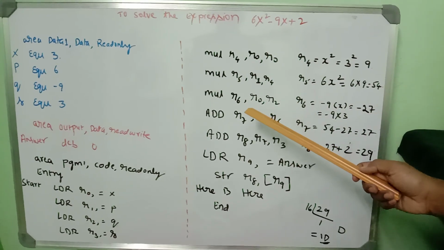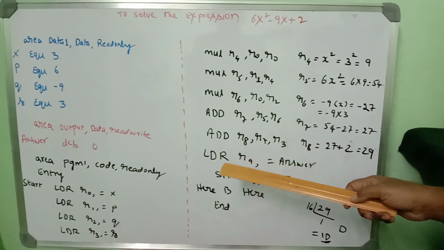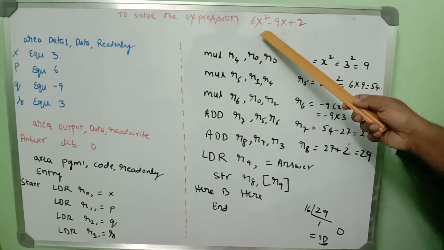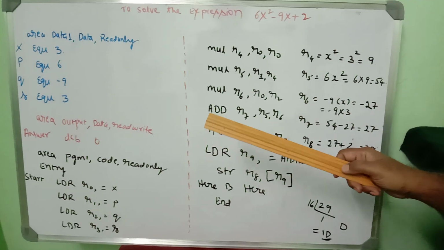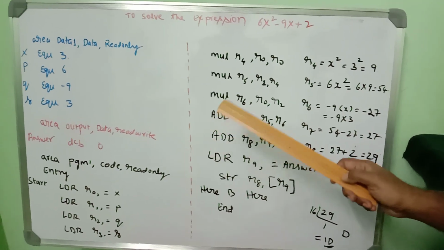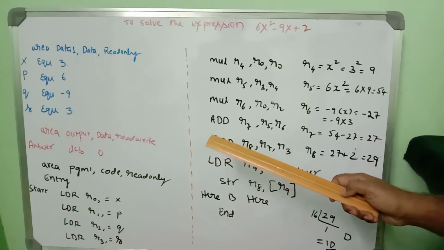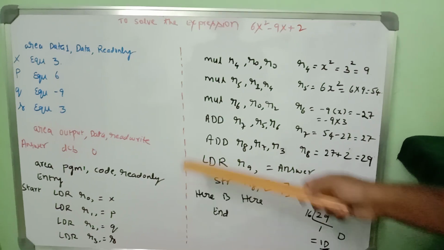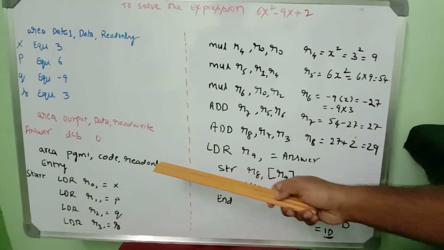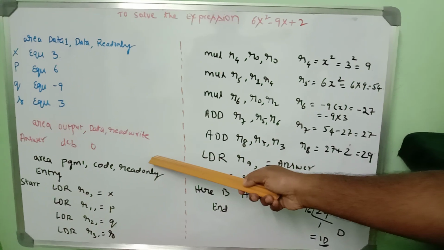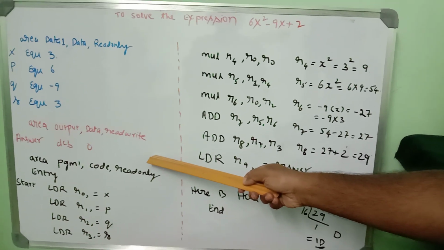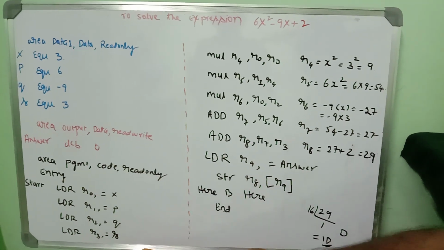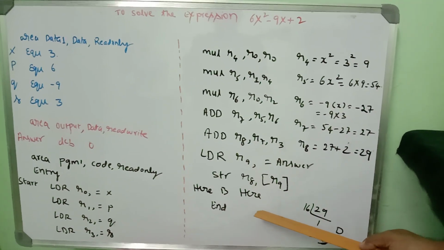Let me explain a program of ARM processor to solve an expression like 6x square minus 9x plus 2. So here I need three segments. Three segments are initialized. Why three segments required? In one segment I am going to store the input. In another segment I am going to store the result that is expected after the execution of the program. Then the third segment is where I am going to write the program.